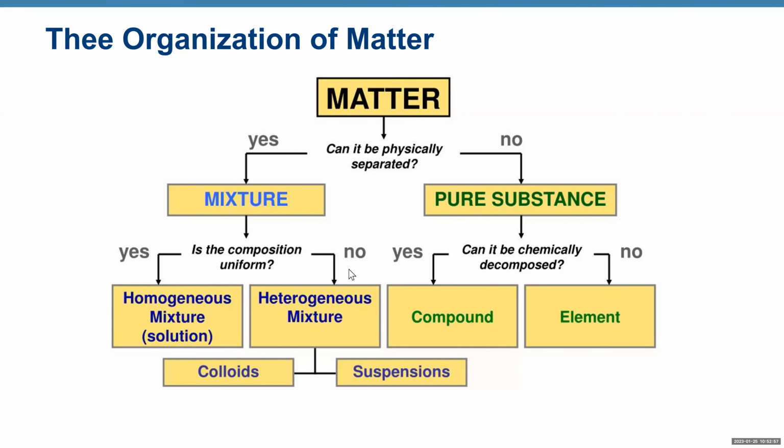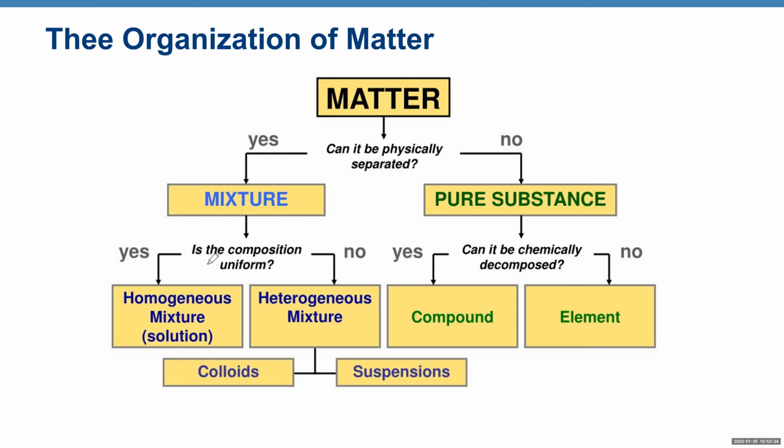Three, organization of matter. Matter can be either a mixture or pure substances. So the question you would ask to separate matter into these two large groups is, can it be physically separated? If you have some amount of matter made of elements and atoms, and you can physically separate it, then it's going to be a mixture. If you cannot, then it's going to be a pure substance.